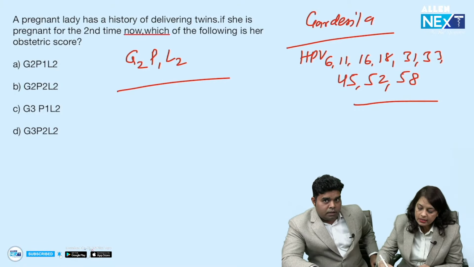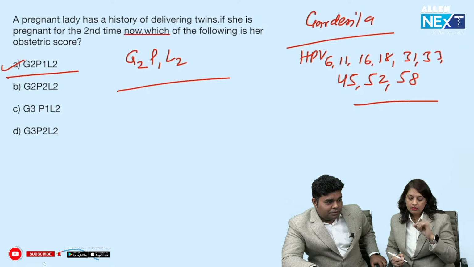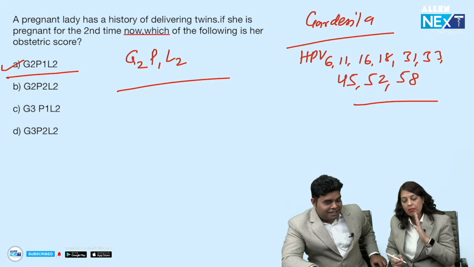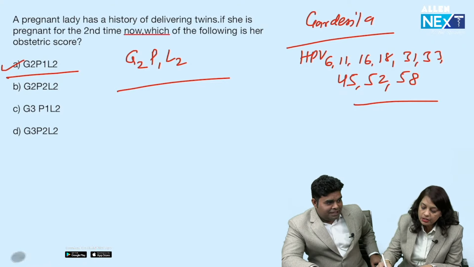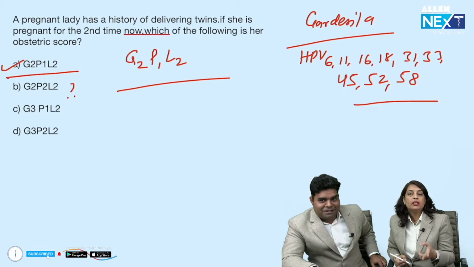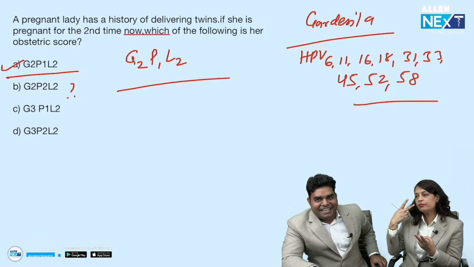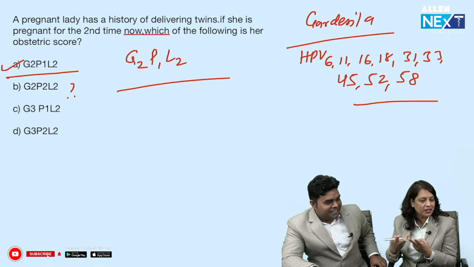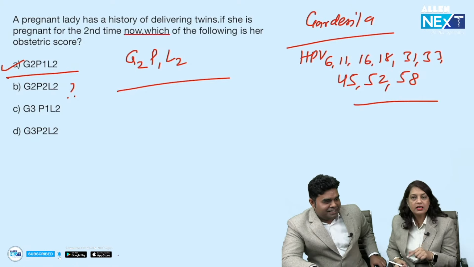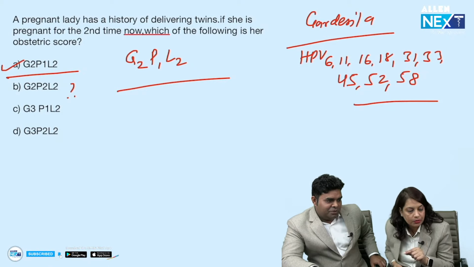Now students make a mistake in marking, like they write P2. Delivery is only one, live babies are 2, twins are delivering. So that is what it is, G2, P1 and L2.